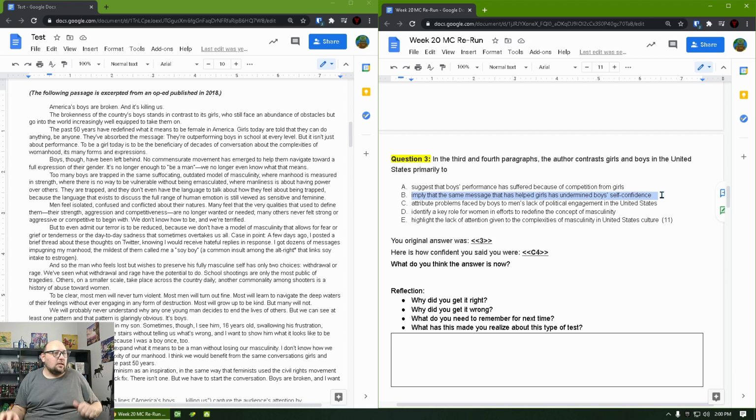And I don't see anything in the text that suggests that he's saying that if girls are confident, if girls can succeed, then boys can't. The only way that works is if you assume that boys can only succeed when women fail, or something weird like that. So the idea that telling girls that they can do okay makes boys feel bad has no support in the text. The vast majority of you got this right. 11 of you got this right. Highlight the lack of attention given to the complexities of masculinity in United States culture.